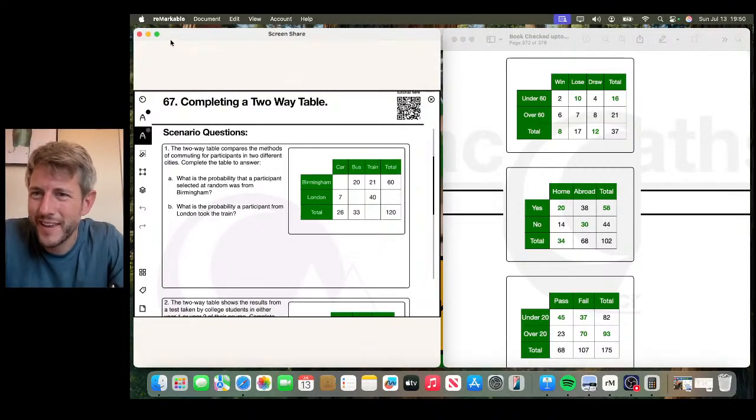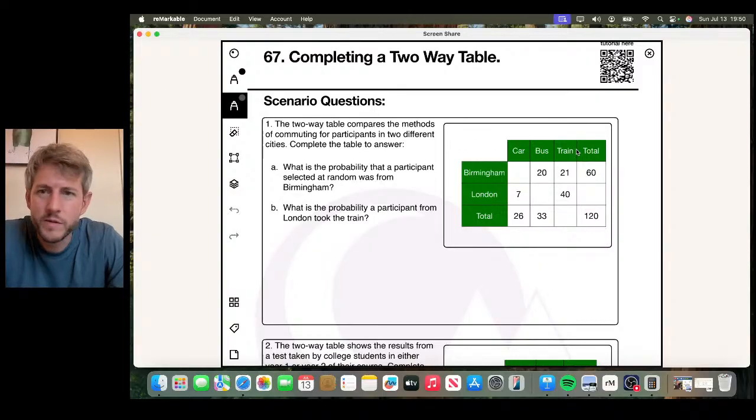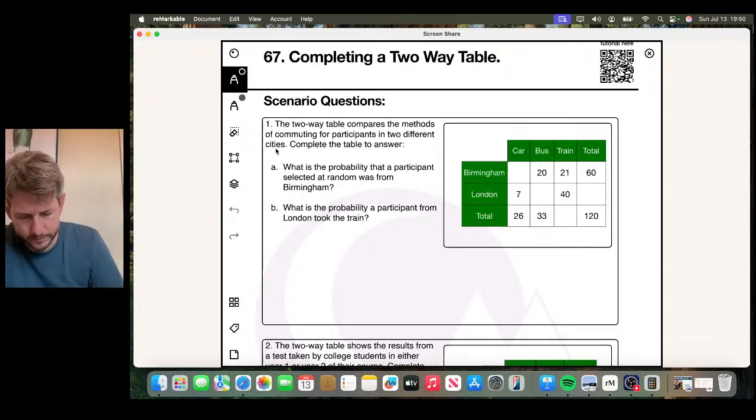67. We're so close to the end. Here we go. So the two-way table compares the methods of commuting for participants in 2 different cities. Complete the table to answer A. What is the probability that a participant selected at random was from Birmingham? B. What is the probability that a participant from London took the train? So let's complete the table and then we can answer the question.